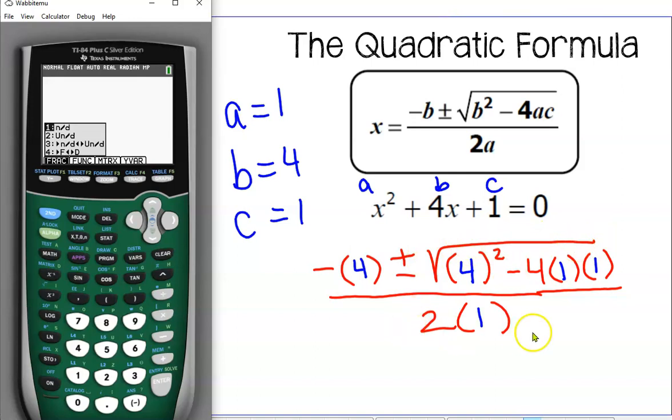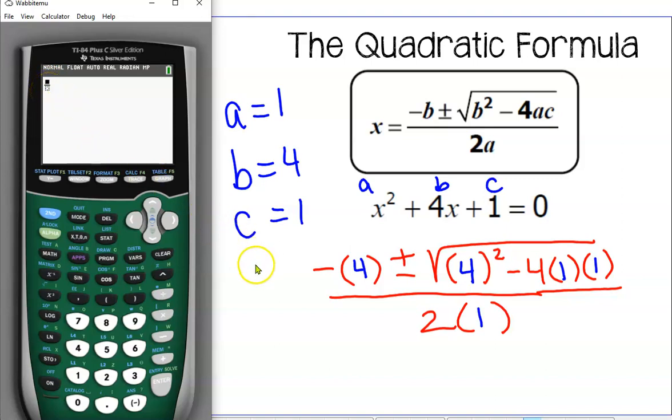I need a numerator and a denominator. So I'm going to choose number 1, or I can just press enter because 1 is highlighted. If I wanted to choose others, I would arrow down, or I would press the key for that particular number. So I'm going to choose number 1. And there's the base of my fraction here. So I have my numerator, my denominator.